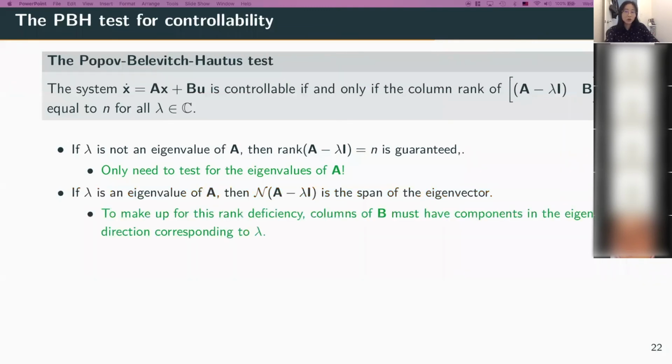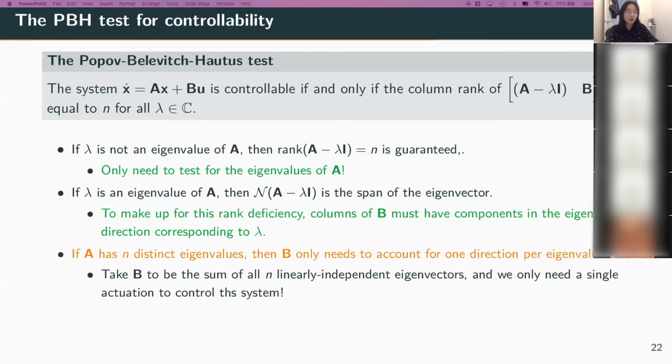And this is where control matrix B comes in. So to make up for this rank deficiency, the columns of B must have components in the eigenvector direction corresponding to the lambda eigenvalue. And this is really cool because it sort of relates back to the examples we just saw with the controllability matrix. Like it relates the eigenvalues of A to what needs to be put into this B matrix, and like how many knobs we can turn.